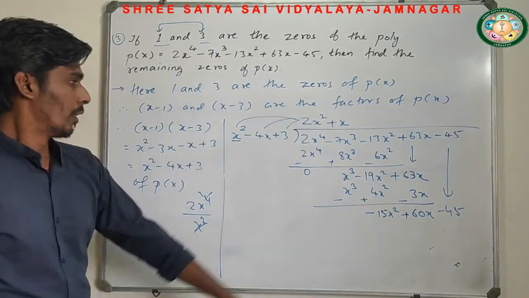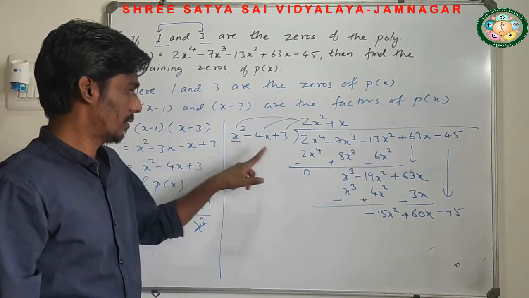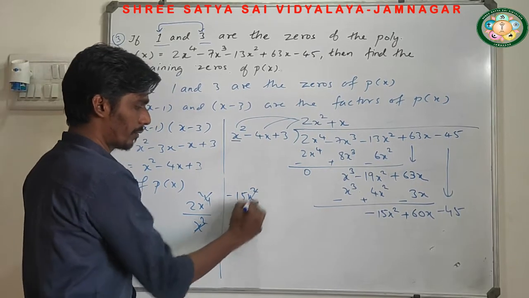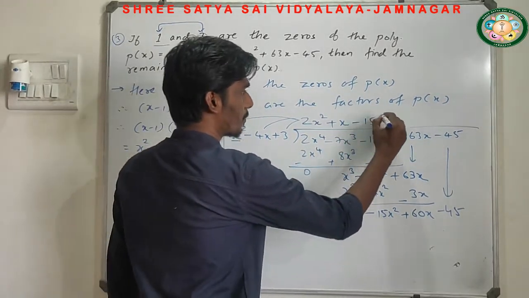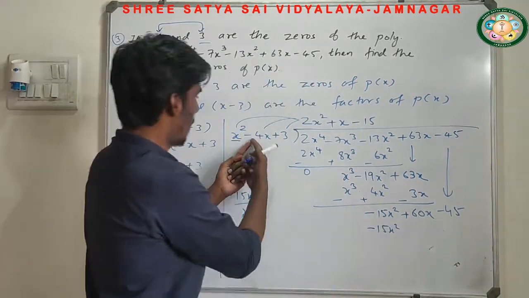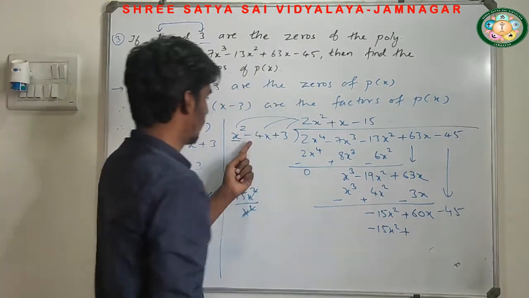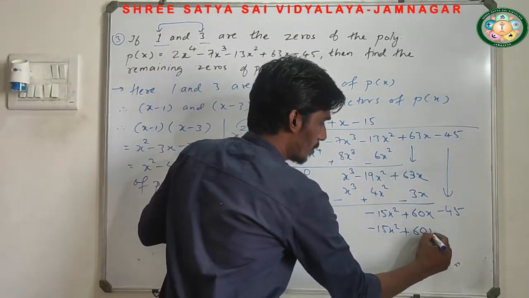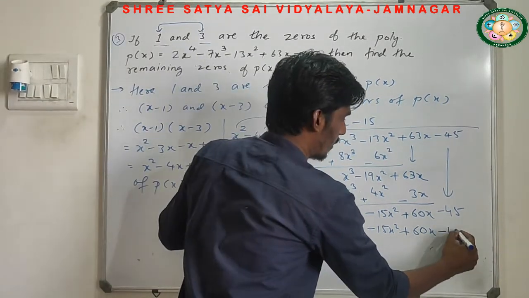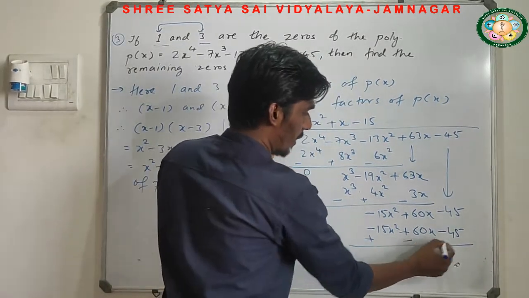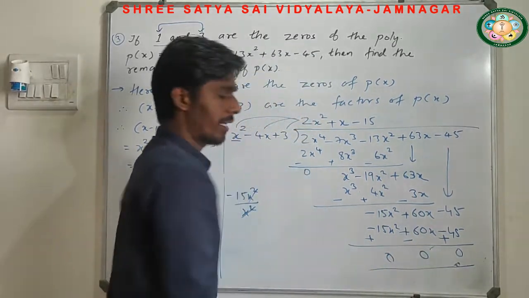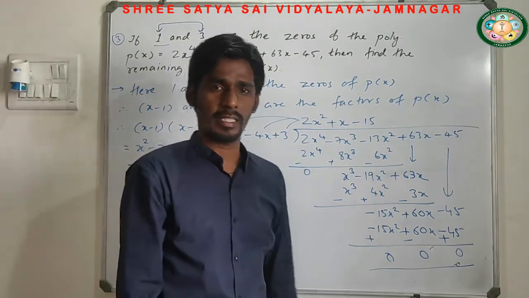Now what am I going to multiply here to get minus 15x square? It's minus 15x square upon x square. So I have to multiply here minus 15. So x square into minus 15, minus 15x square, plus 60x, 3 15s are minus 45. So it's 0, 0, 0. As we got the remainder 0, our division is correct here.